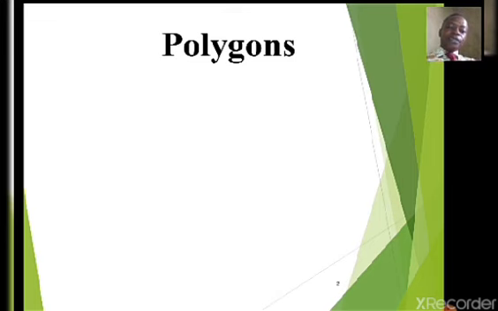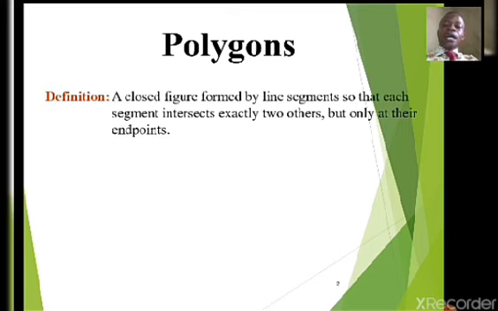So in the meantime, let's start with what polygons are. Polygons are closed figures formed by line segments so that each segment intersects exactly two others, but only at their endpoints. Please take note of that last phrase, but only at their endpoints. So that will take us to what polygons are not.